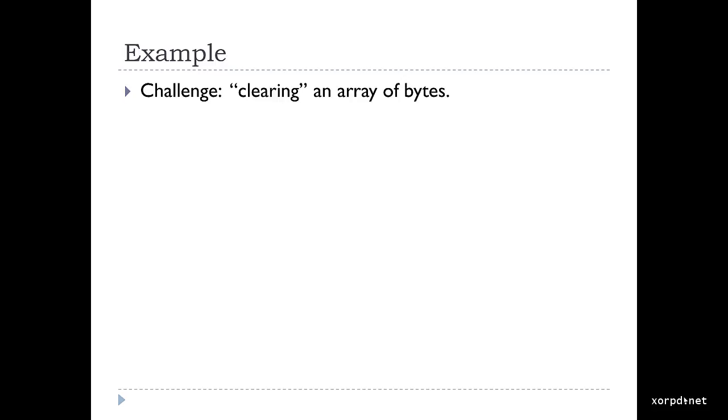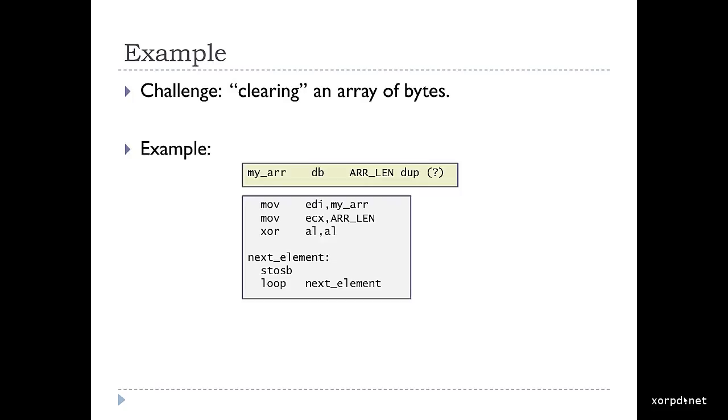We want to clear an array of bytes, which means that we want to zero all the bytes in a given array. Let's begin with the declaration. We can see here a declaration of an array called myArray of type byte, which is of size rlen. It has exactly rlen bytes. We want to zero all those bytes.